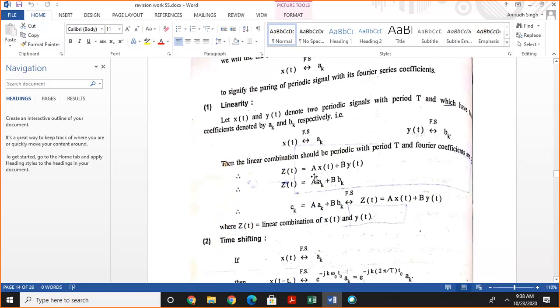If the Fourier series of x of t is given by ak, and the Fourier series of y of t is given by bk, where ak and bk are the Fourier coefficients of these two Fourier series, and both signals have the same period.